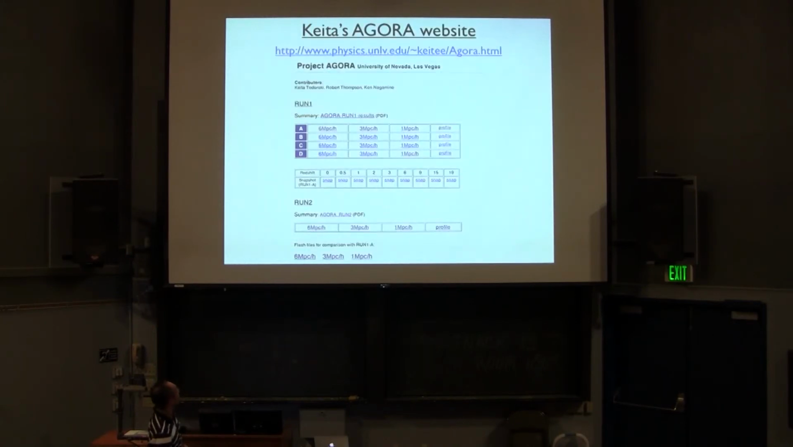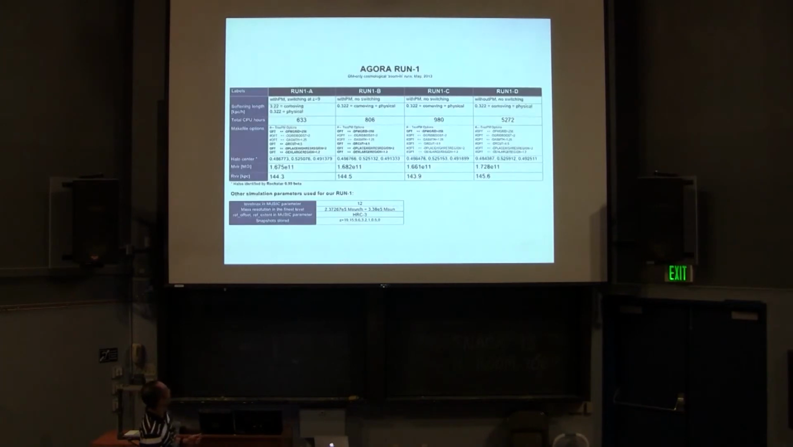Okay. So I just wanted to point out, in the last few minutes, Keita has prepared a nice website for the Agora collaboration. When he did round 1 and round 2, he summarized all these results from the Gadget 3 results, all the images. Snapshots are available from his website, so you're welcome to look at that. He also prepared a nice summary PDF file, which hopefully some of you have looked at already. It's linked from the Agora website. So I encourage you to look at it if you're interested.